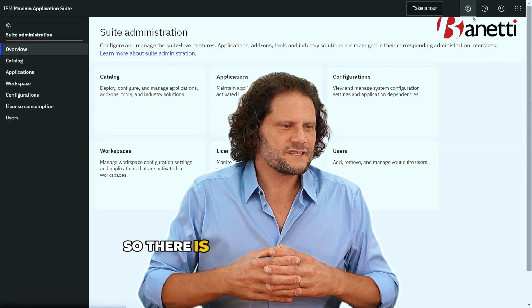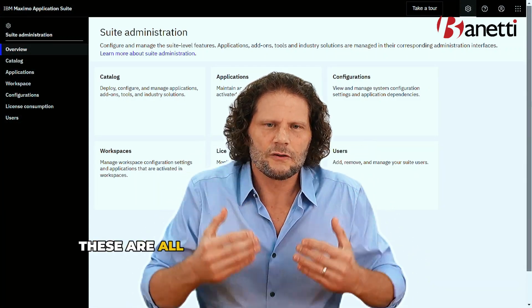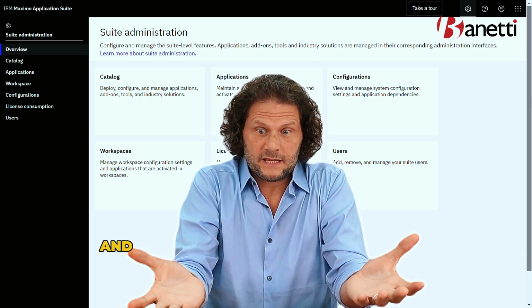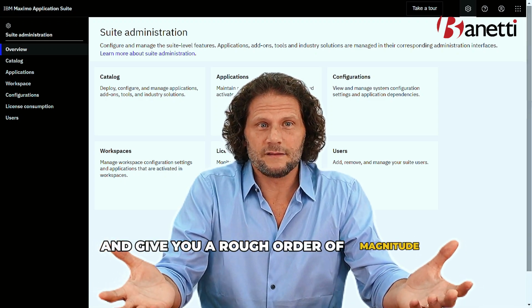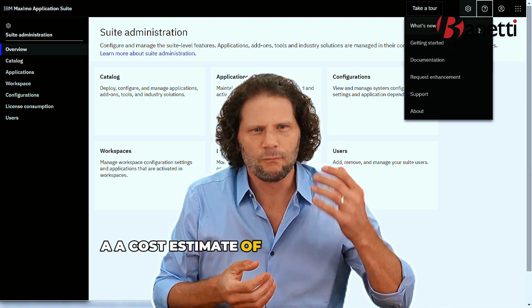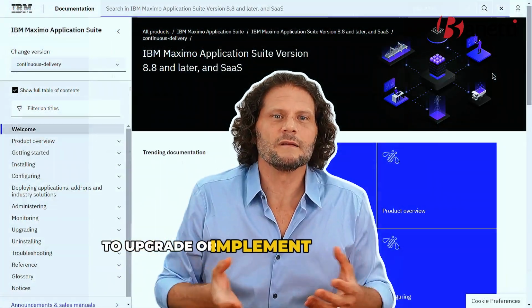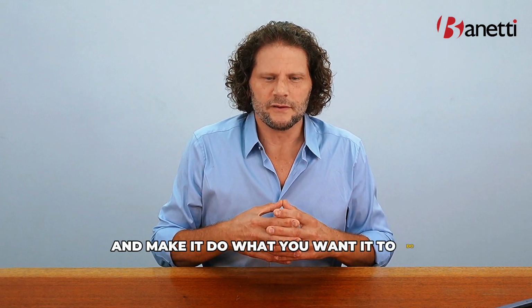So there is a ton that goes into this. These are all the things that we need to cover in order to come back to you and give you a rough order of magnitude, a cost estimate of what it's going to take to upgrade or implement Maximo for you and make it do what you want it to do.